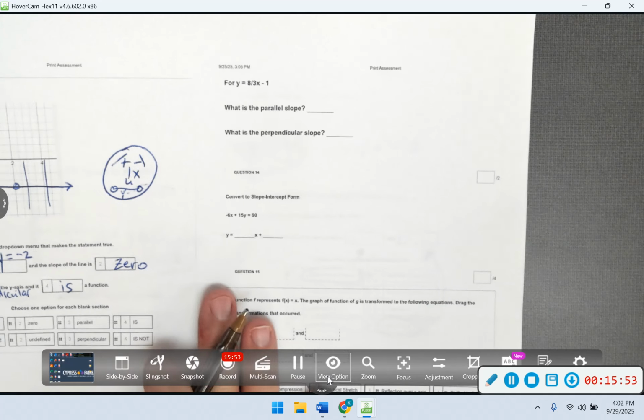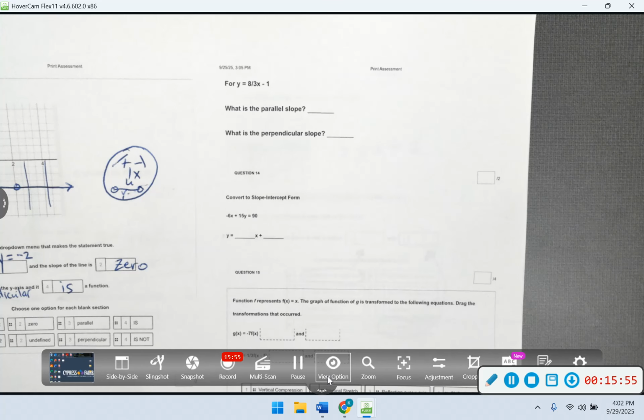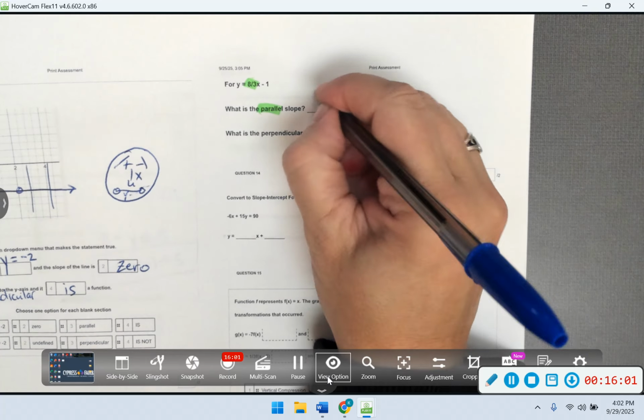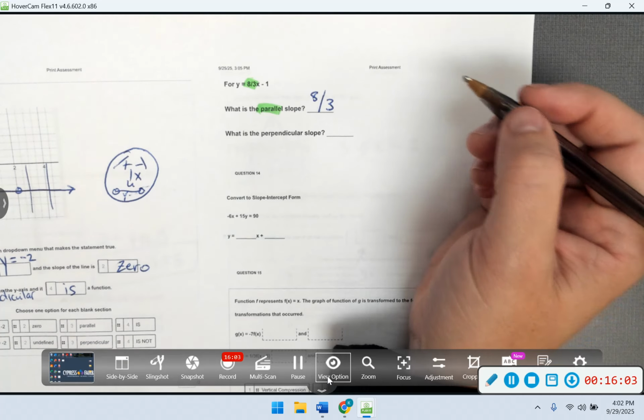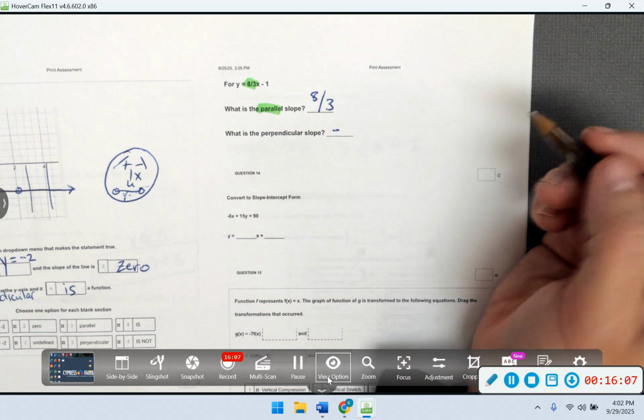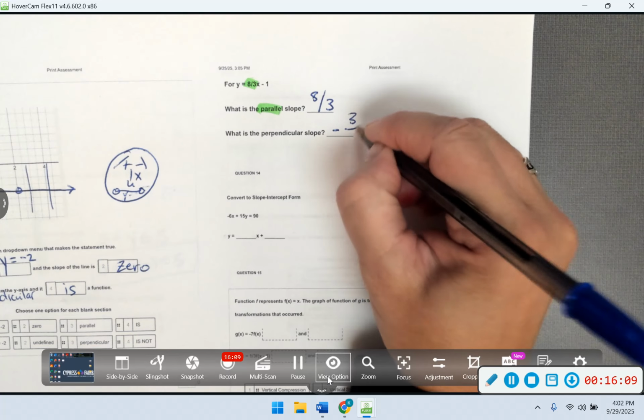This one gives us the function y equals 8/3 x minus 1. We need parallel slope, so again, parallel is going to be the same. So this slope is 8/3, so the parallel slope is going to be 8/3. Perpendicular, double flip, make sure you do both. So this is positive, it needs to be negative. And if I flip it, 8/3 becomes 3/8.